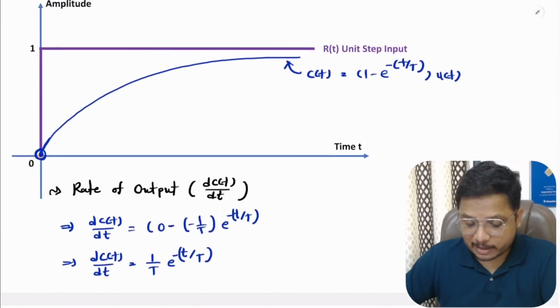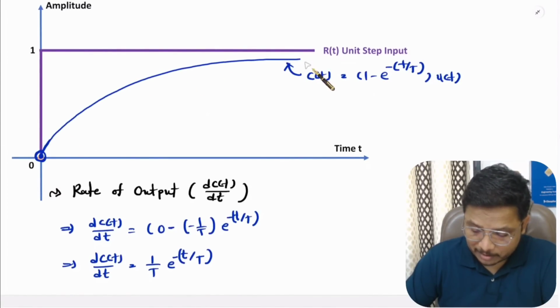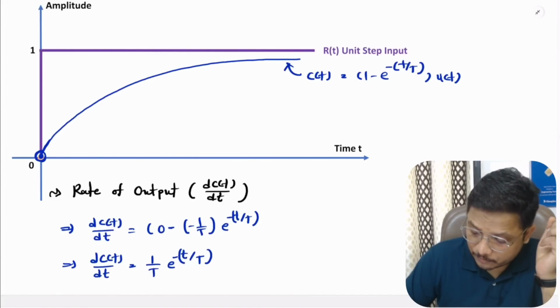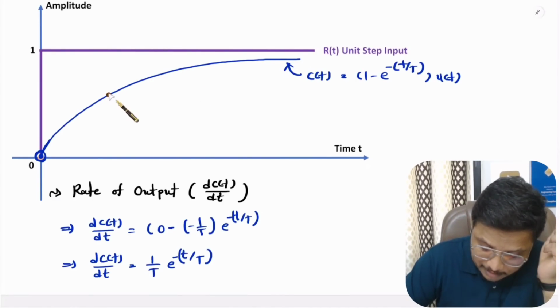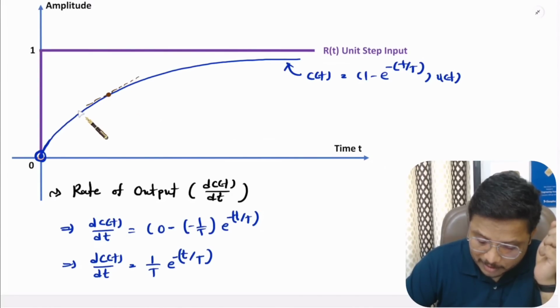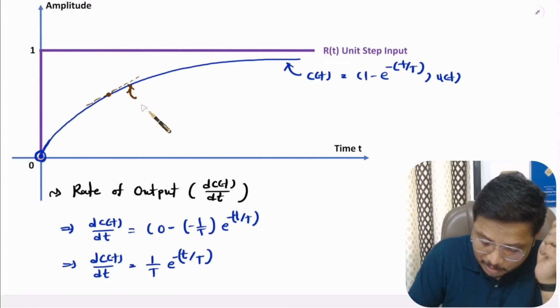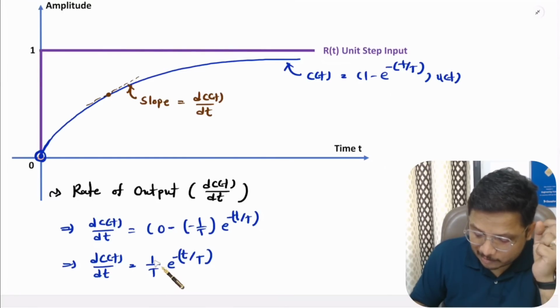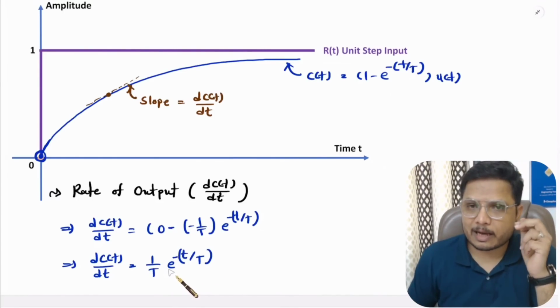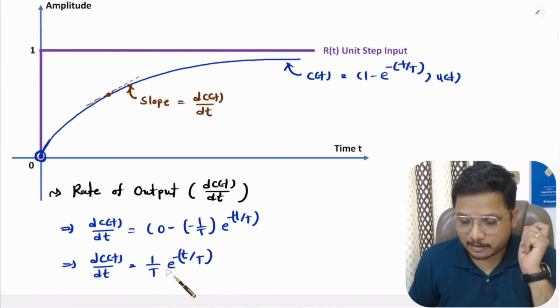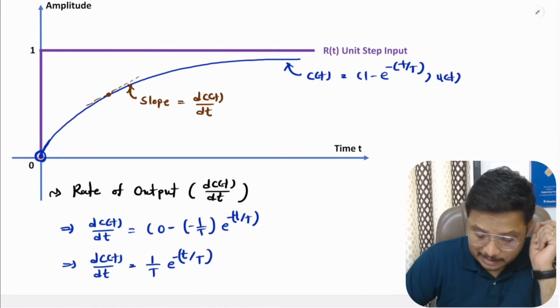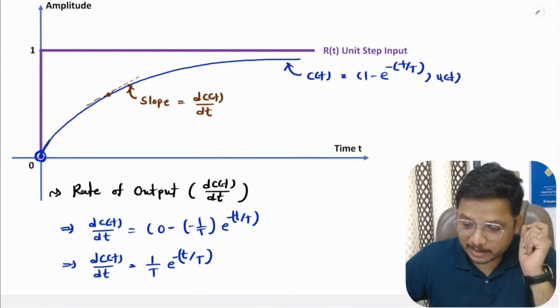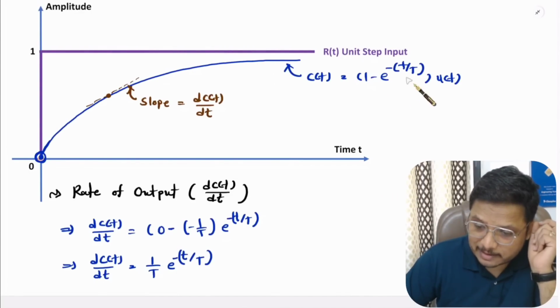If you want to understand this rate of output in the graph, it is the slope at any instant, right? If we are talking about this instant, then the slope will be the tangent to this curve. That slope is the rate of output, dC/dt, and it can be calculated by this equation. Now there are a few more basics you need to understand, like how this output is increasing. One can understand that by placing values in this equation.